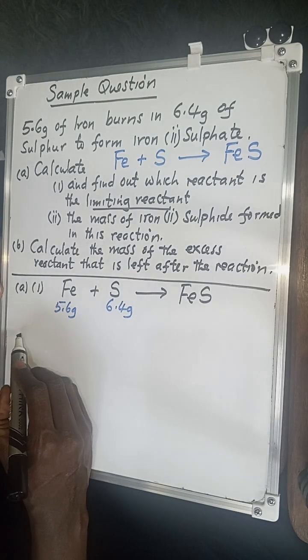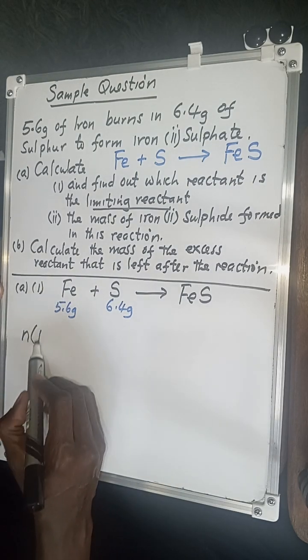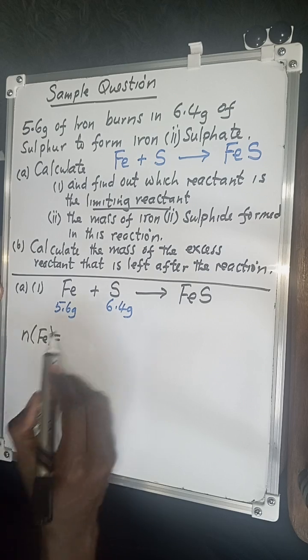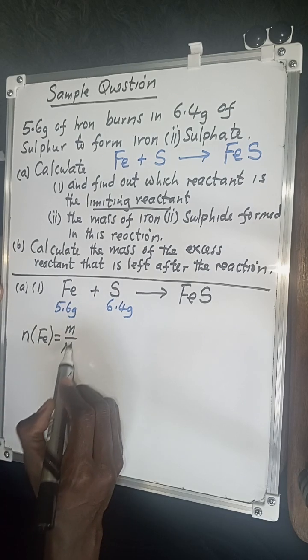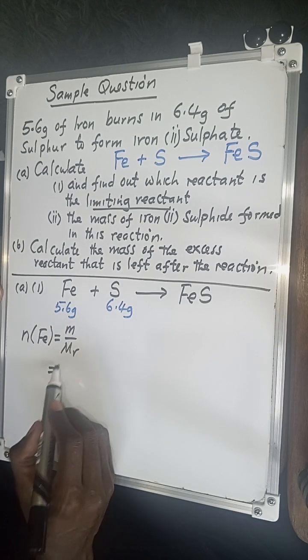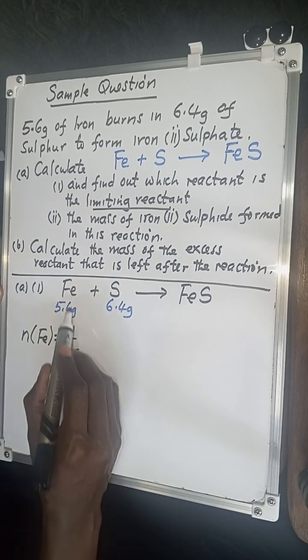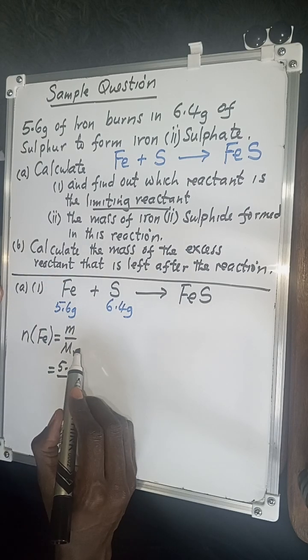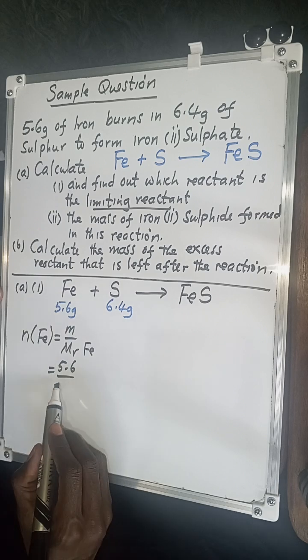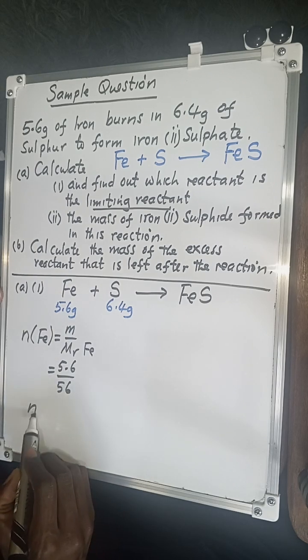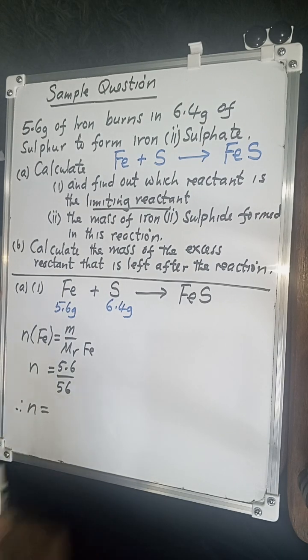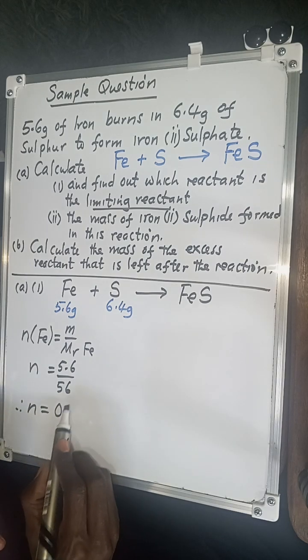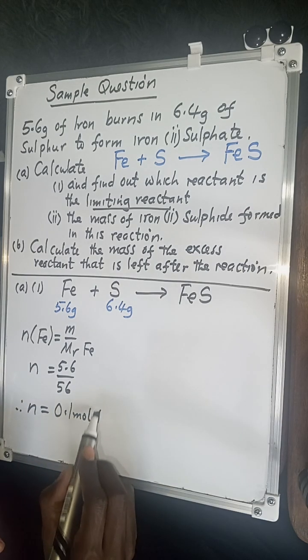So what am I going to do? I'm going to find the number of moles of iron. Remember, number of moles is mass over molar mass. In this case, the mass is 5.6 divided by the molar mass of just iron, because we are just talking about Fe, iron, which is 56. Therefore, the number of moles, if you divide using your calculator, 5.6 divided by 56, is going to give me 0.1 mole of iron.